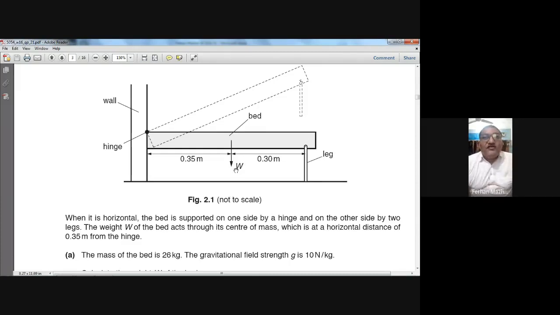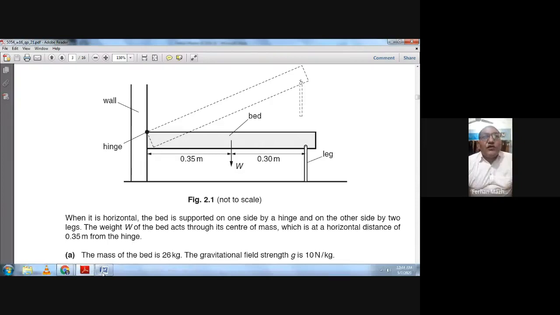This clockwise moment is the weight of the bed multiplied by 0.35 meter, because the perpendicular distance between the line of action of the weight and the pivot is 0.35 meter. And this force, which we want to calculate, is multiplied by 0.65 meter, because the perpendicular distance between the line of action of this force and the pivot is 0.65 meter. This force is trying to produce an anti-clockwise moment. This weight is trying to produce a clockwise moment. So they both are equal. This is the main principle on which we will do the calculation.